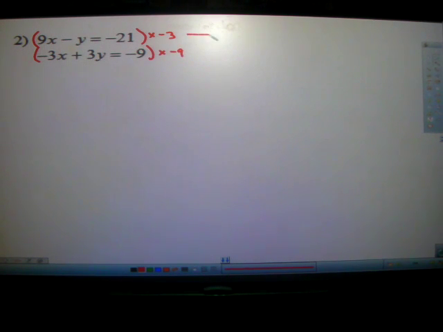Okay? And make sure we are very, very careful when multiplying. All 3 of these top numbers go by negative 3. So 9x times negative 3, that's negative 27x. Negative 1y times negative 3, that's positive 3y. And negative 21 times negative 3 is positive 63. The bottom, everything multiplied by this negative 9. So just be careful. Negative 3x times negative 9, hold on.